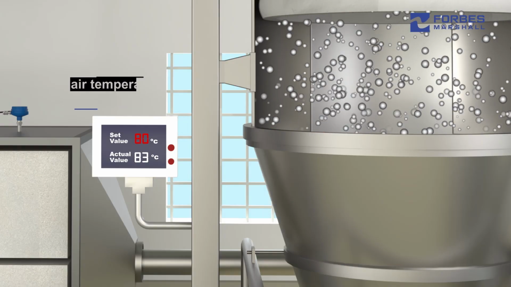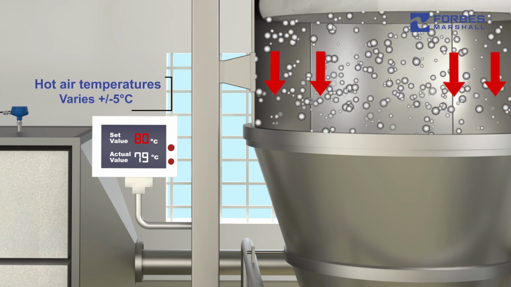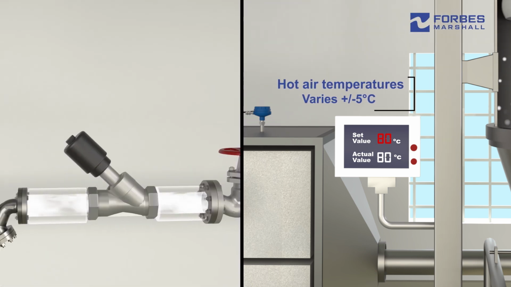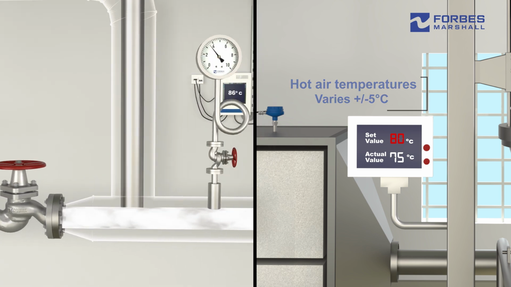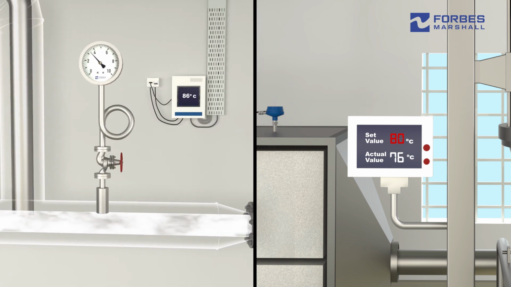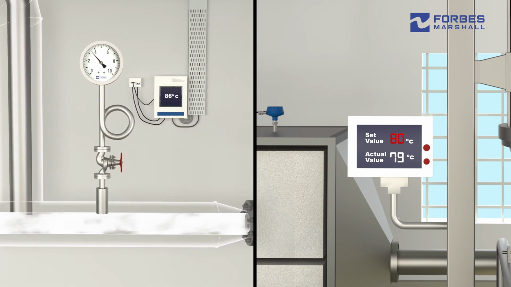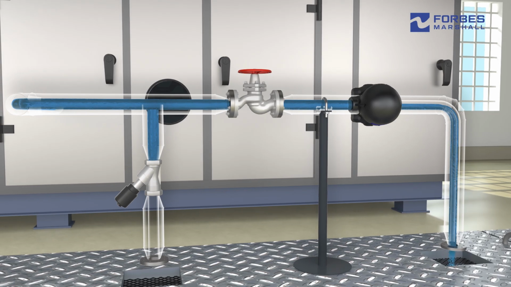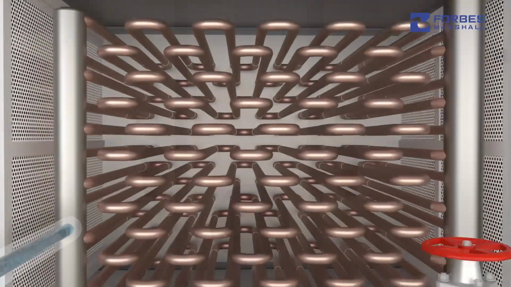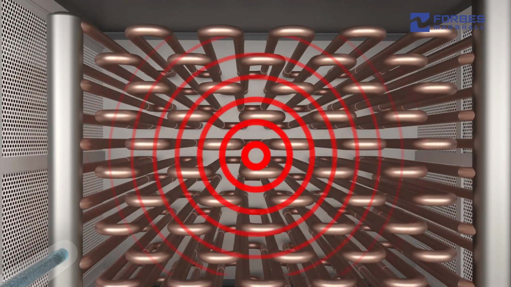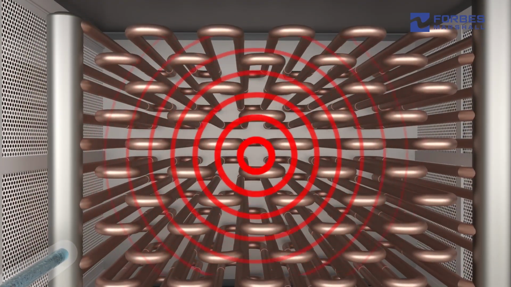Hot air temperature varies ±5 degrees Celsius against the required temperature. This is due to the use of an on-off valve to control temperature, and higher steam pressure of 3.5 to 4 bar, as the ball float trap is unable to effectively evacuate condensate. Startup times are higher, and water hammering in the air heater battery leads to coil failures.